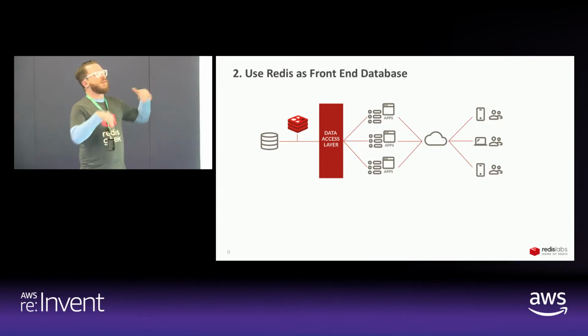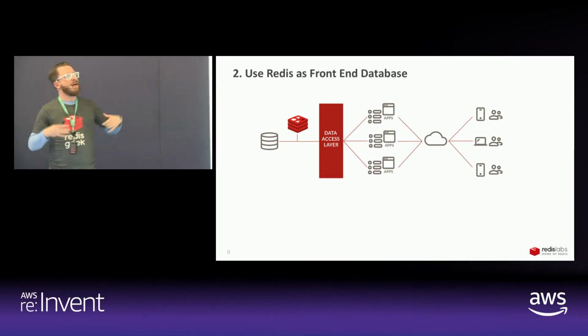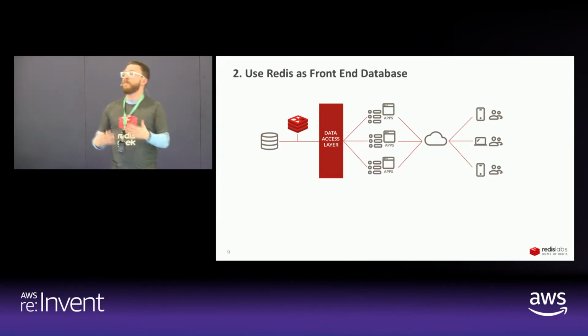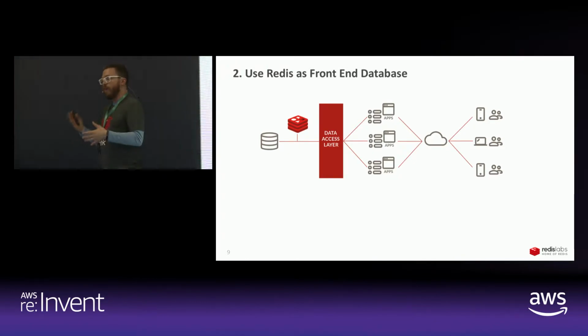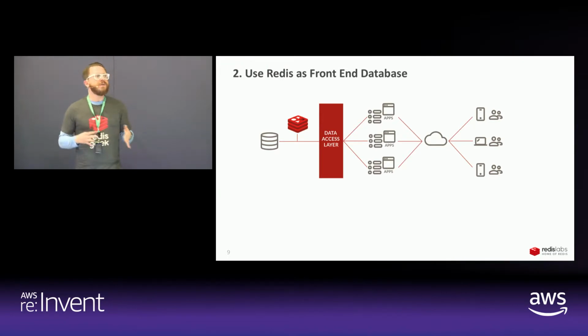So in this case, having persistence here enables you to have the lightning fast speed of Redis and then not having to worry about what happens if things fail. So it's a really interesting use case to have that.